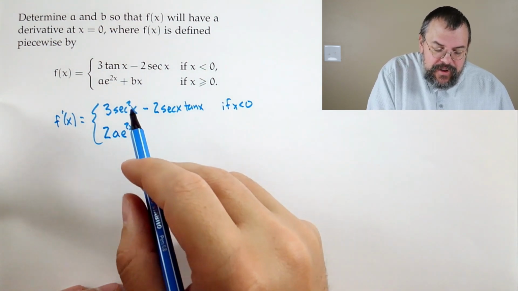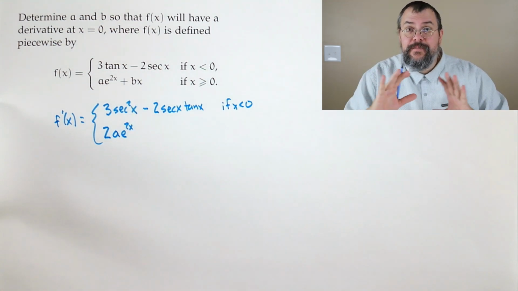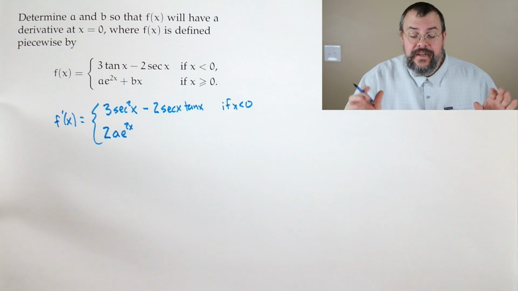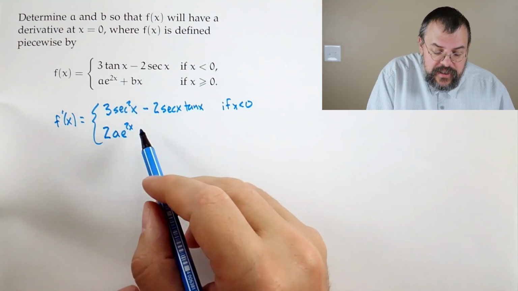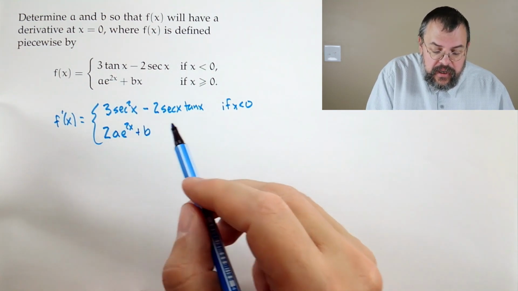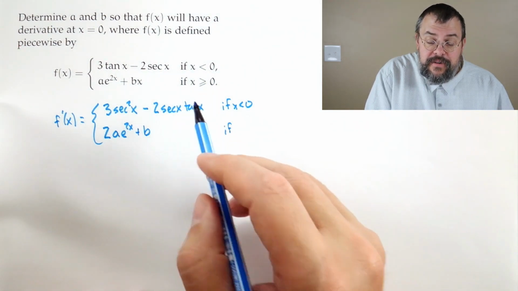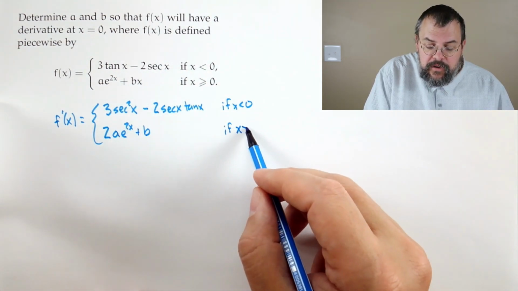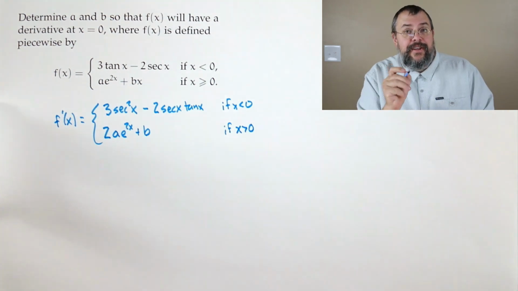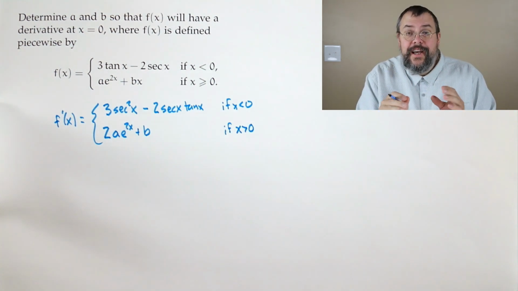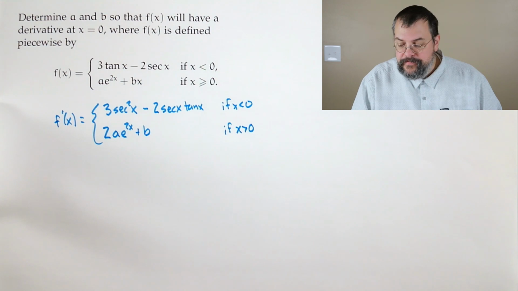The derivative of b times x. b is a constant, so b is a parameter to be chosen. So it's a constant times x, so you end up with plus b. And now that's for greater than 0, not greater than or equal to 0, because at the gluing point, we don't know yet. That's what we're trying to figure out.